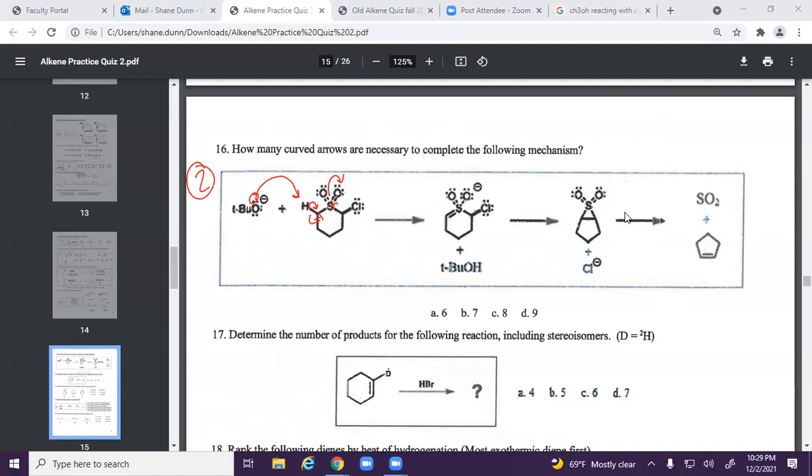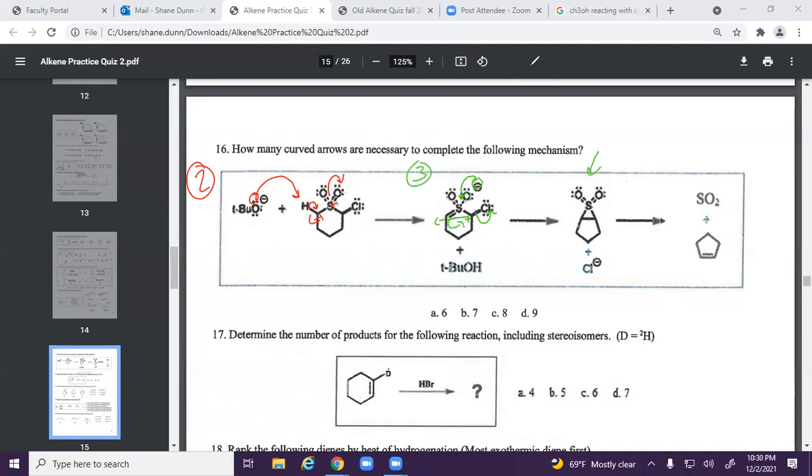The formation of the double bond, I don't think counts. I think it happens automatically. We'll find out. Chlorine leaves. So chlorine leaves. This guy forms a double bond. And since this is positive and this guy's slightly negative, they form a bond with each other. So that's one. So right there is three.